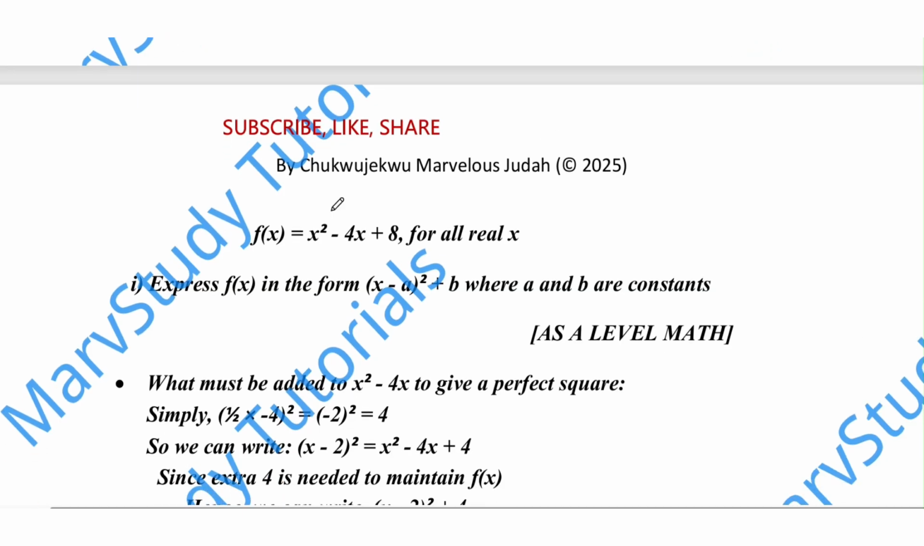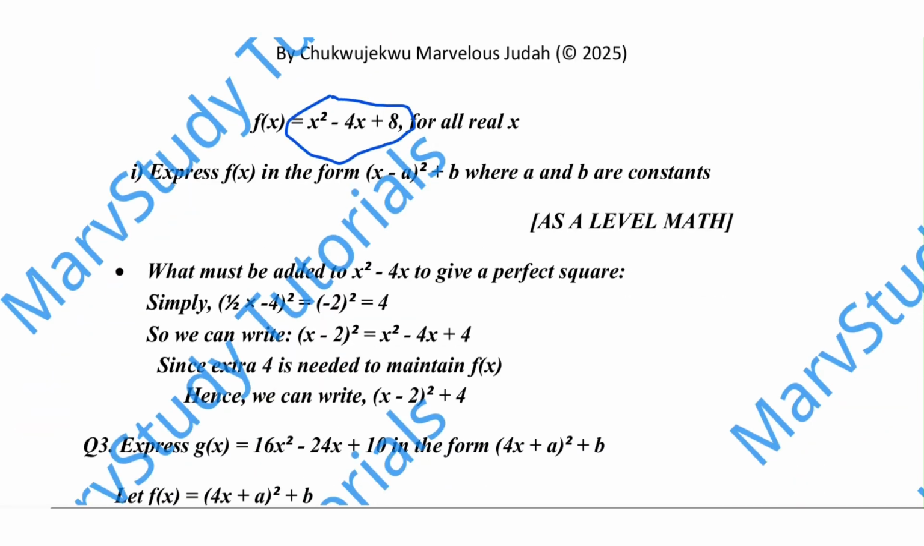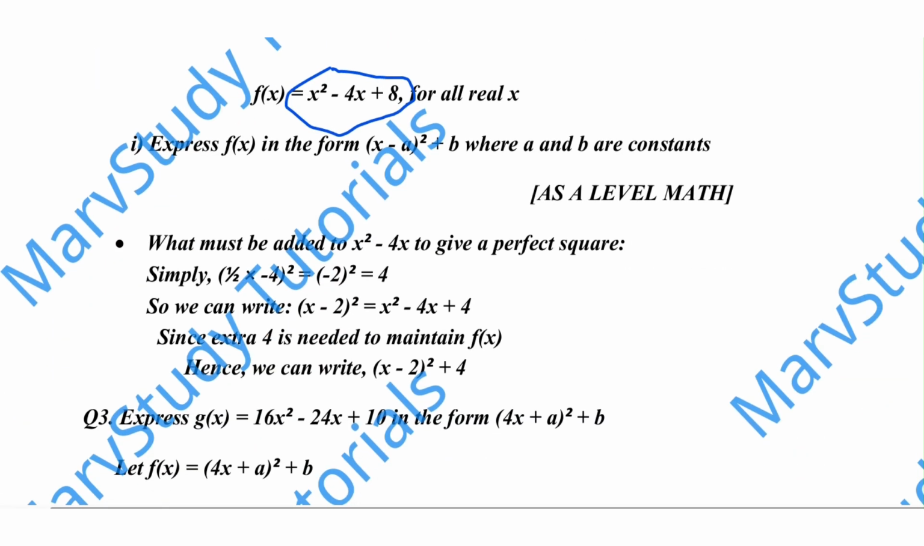But the expression we have as f of x is giving us x squared negative 4x plus 8. So we need another positive 4. There's a 4 here. So we need another positive 4, because 4 plus 4 is going to give us what? 8, right? So since an extra 4 is needed to maintain f of x, we have to add 4. This x negative 2 all squared is equals what? X squared negative 4x plus 4. Then plus another 4. That will now give us what? 8.